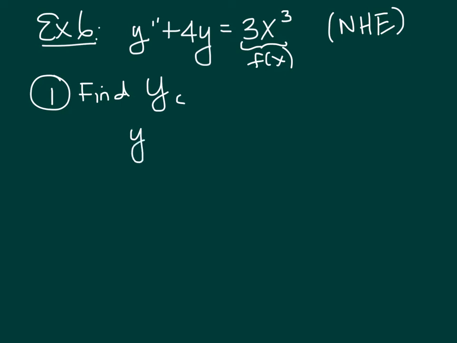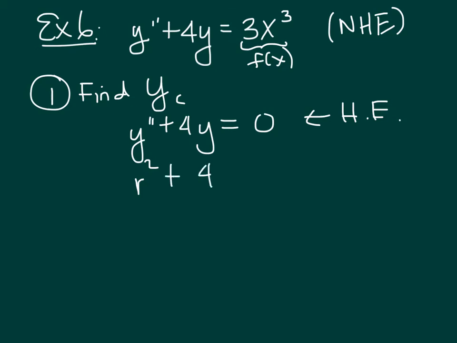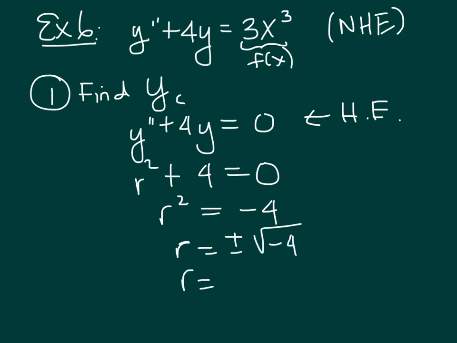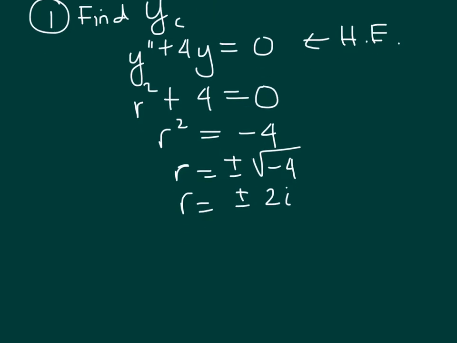So our corresponding homogeneous equation is this guy. There's our homogeneous equation, it's just equal to 0. And the associated characteristic equation or auxiliary equation is r squared plus 4 equals 0. If we solve for r, using the square root property, this is going to be r equals plus or minus 2i, so definitely an imaginary number.